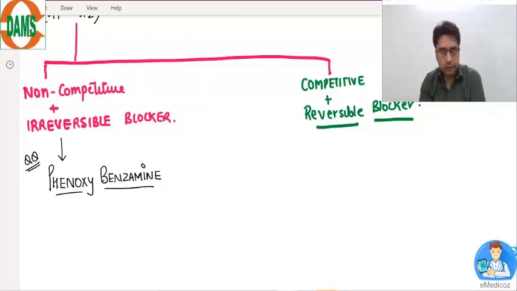Simran Sarthi, both beta blocker and beta agonist, they both produce hyperglycemia through different action.